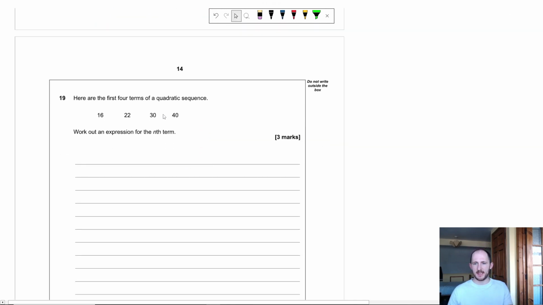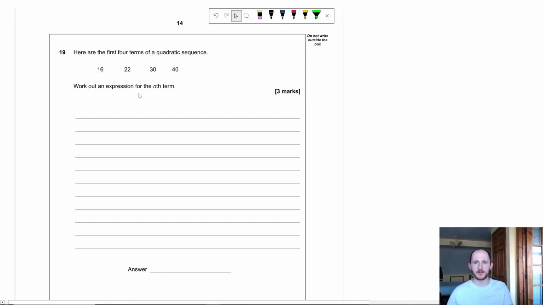Cool. Here are the first four terms of a quadratic sequence. There are so many different ways to do quadratic sequences, but the way I do it is very mathematical, in the sense that there is absolutely no guesswork whatsoever. Here's what we do. We look at the common difference. 16 to 22, that's a difference of 6. 22 to 30 is 8. Next one's 10. Now, because the differences are all different, we're going to take the difference of the difference, which is 2 and 2.